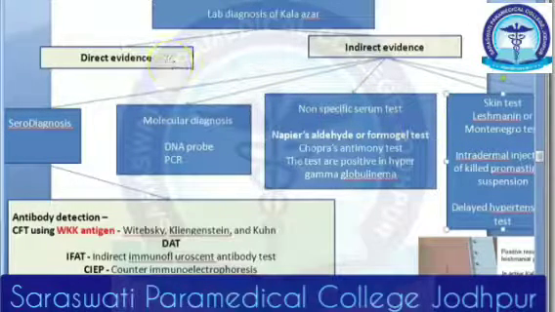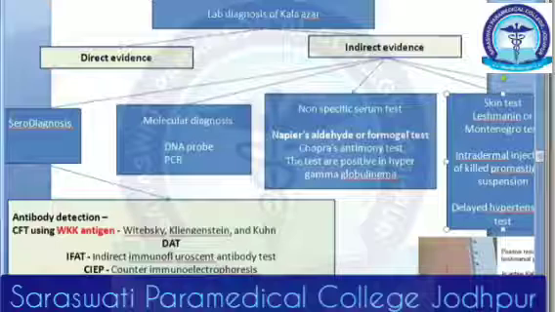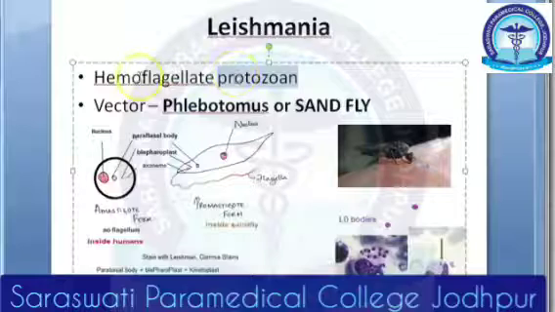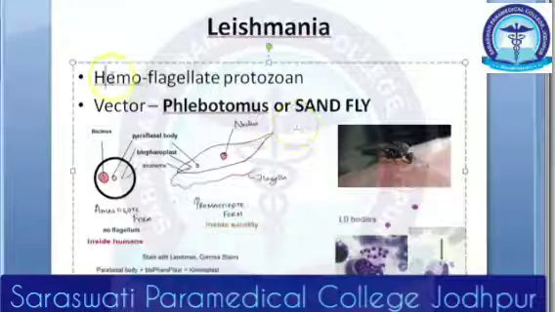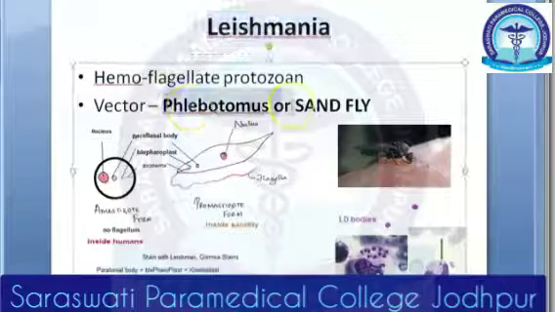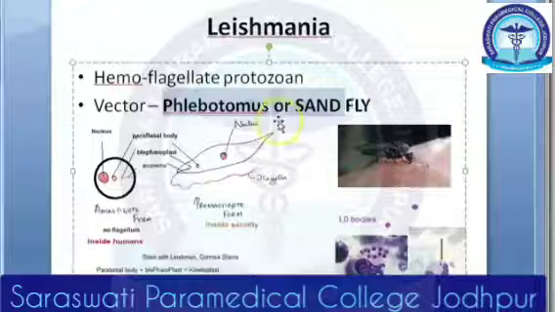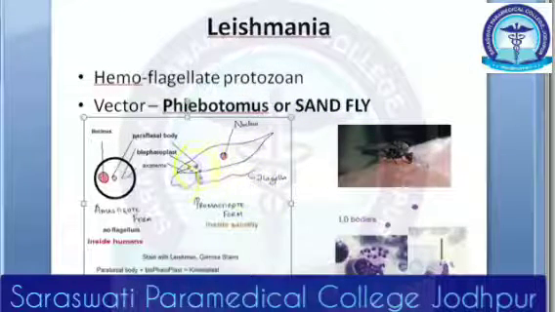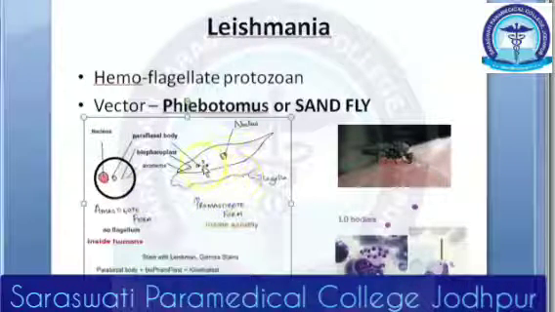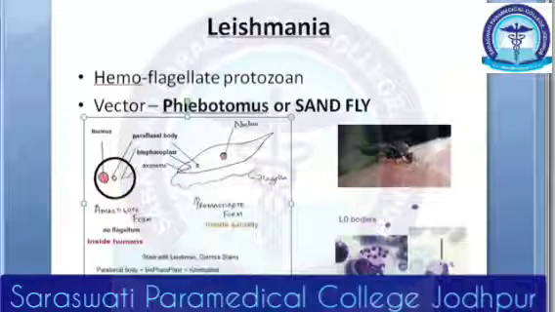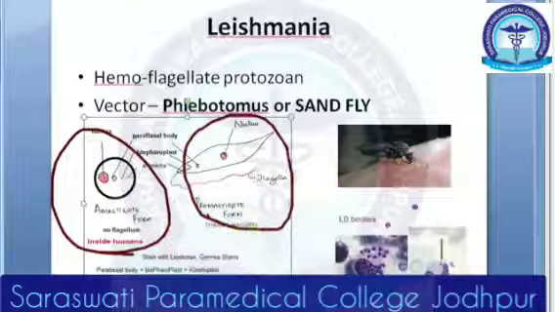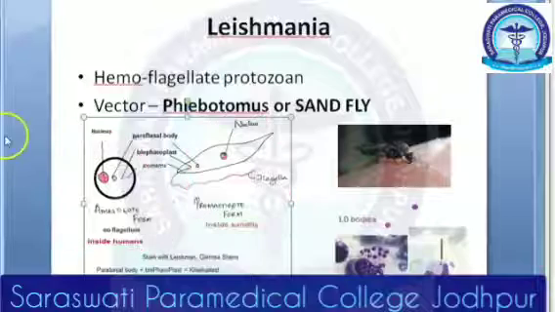So what we'll do is, first let us start off with a recap of what we have seen so far. We started off with Leishmania. We saw that it is a flagellate protozoan which lives in the blood, so it is a hemoflagellate protozoan. The vector which transmits Leishmania is the phlebotomus or sandfly. This is the sandfly. This is the Leishmania. This is the amastigote form, and this is the promastigote form.